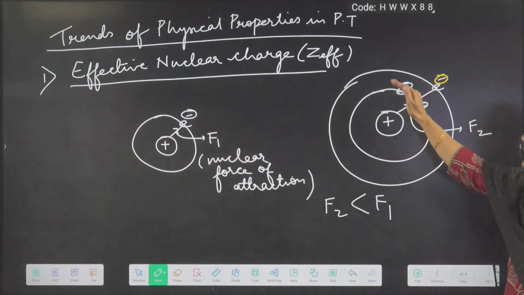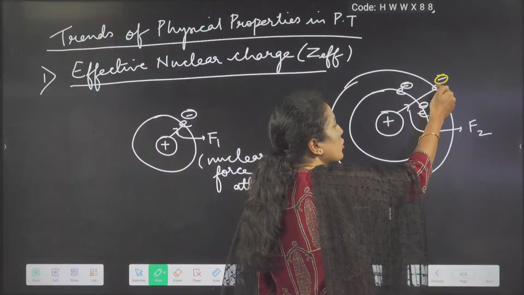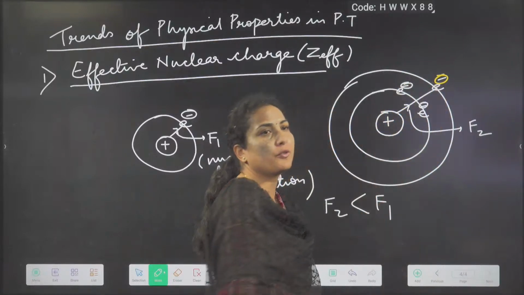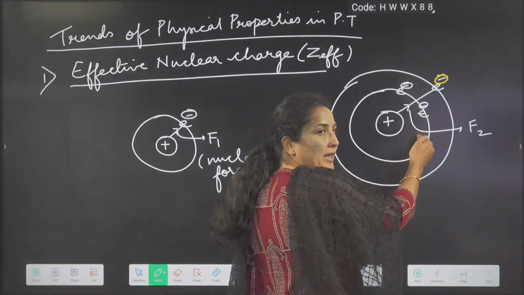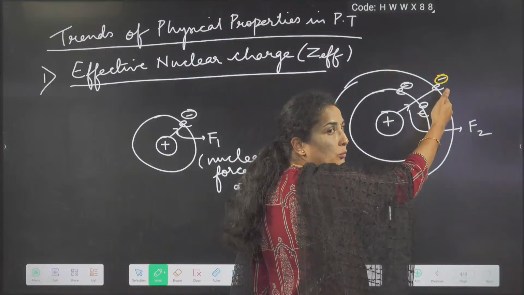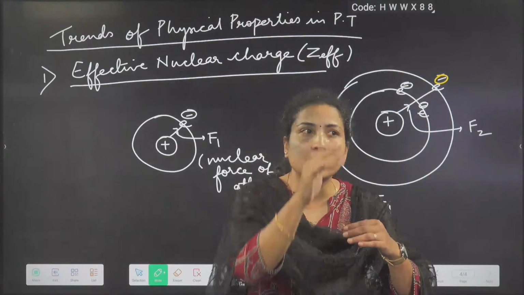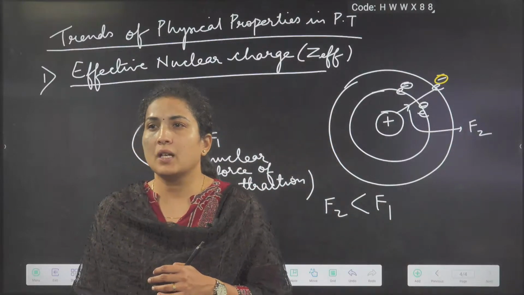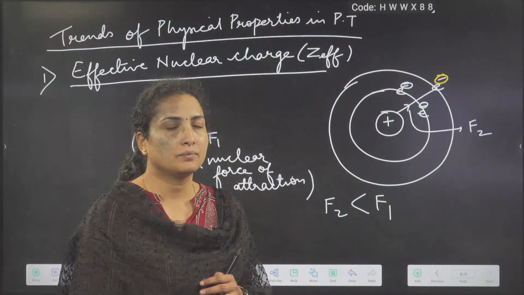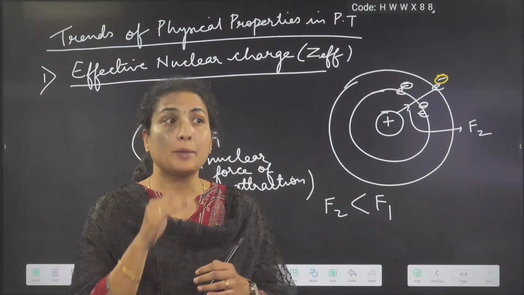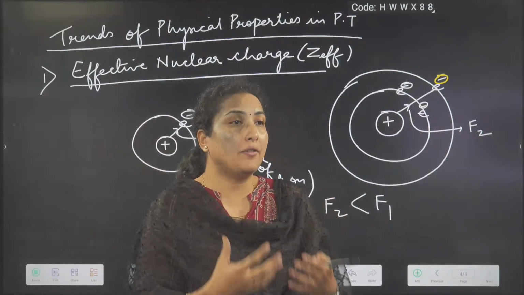Don't you think that these inner shell electrons are in a way protecting the outermost shell electron from the nuclear force of attraction? I'll repeat the statement. Don't you feel these inner shell electrons are trying to protect the outermost shell electron from the nuclear force of attraction? Are they shielding the outermost electron or not? They are shielding it, right? They are protecting it, right?